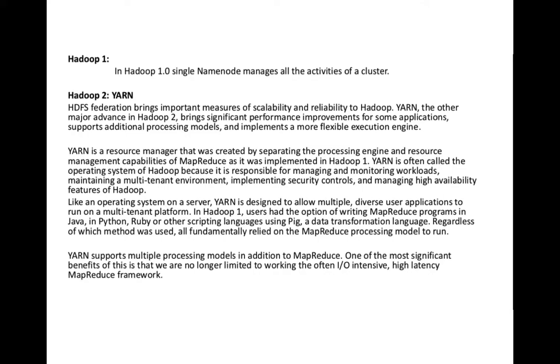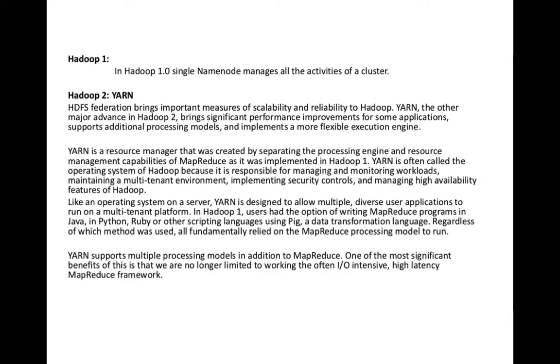As I explained earlier, in Hadoop 1.0, a name node manages all the activities of a cluster and there used to be only a single name node per cluster. So YARN was introduced in order to take care of the scalability and the reliability of Hadoop. YARN brings significant performance improvement for some other applications. It supports additional processing models and implements a more flexible execution engine. It was created by separating the processing engine and the resource management capabilities of MapReduce as it was implemented in Hadoop 1.0.